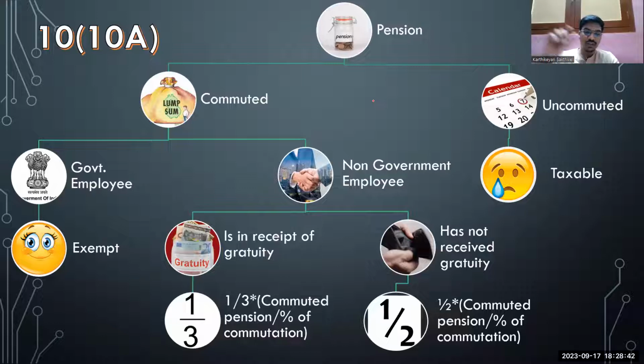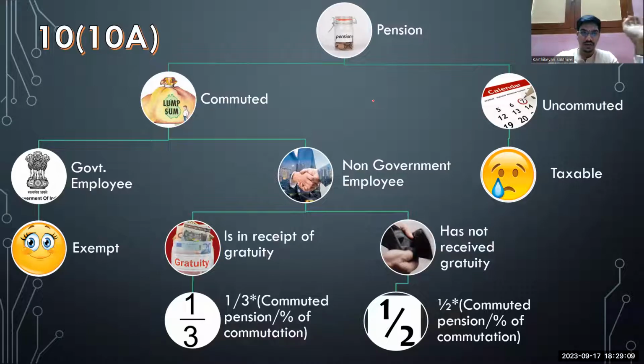Right. So one third of the commuted pension divided by the percentage of commutation is exempt. So basically the remaining amount is taxable if I am in receipt of gratuity. If I have not received gratuity, the formula just changes itself. Instead of 1 by 3, 1 by 2 will come. 1 by 2 into commuted pension divided by percentage of commutation. Right? So that is in relation to pension.